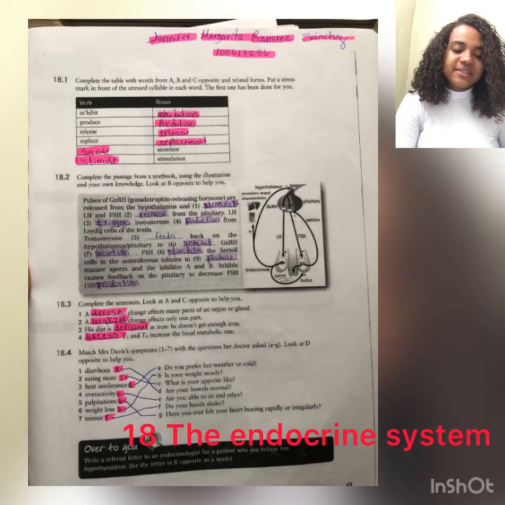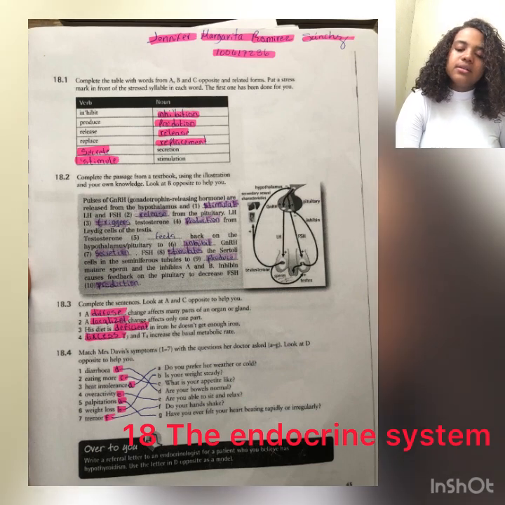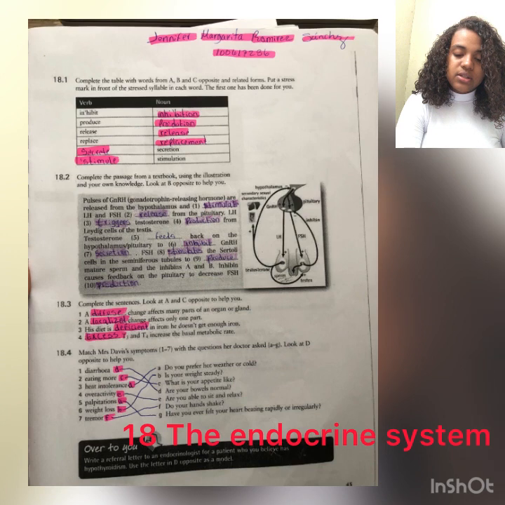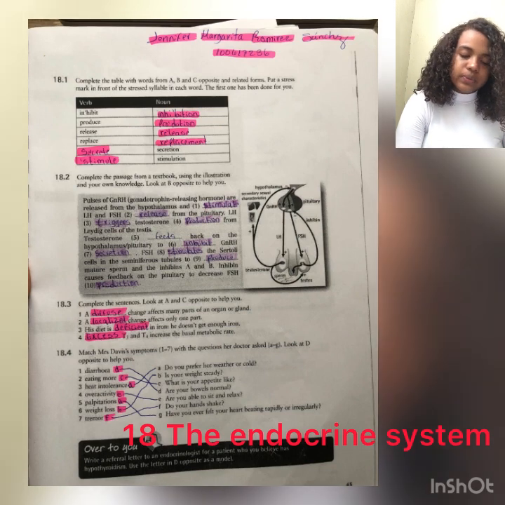Chapter 18. Complete the table with words from A, B, and C opposite and related forms. Put stress marks on the words. The first one has been done for you.